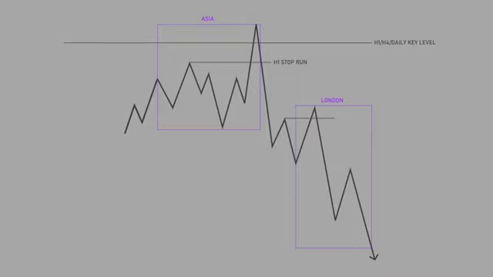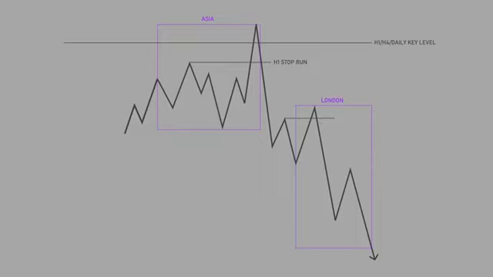What you can see here is the Asia session manipulating or running an H1 high into a higher time frame key level. So we have an hourly stop run into an H1, H4 or daily key level. That's the first important thing you want to look out for: a manipulation into a key level. Then you want to see price displace from the level, and we want to see an M15 or hourly changed order flow happen.